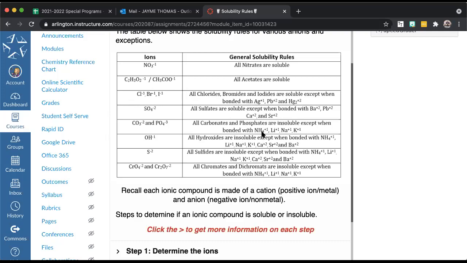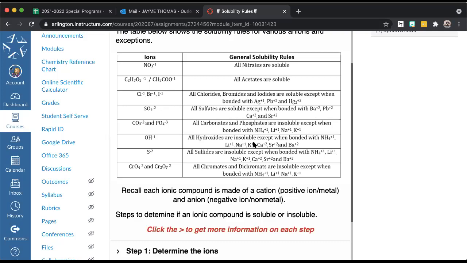The rest of the rules are written similarly. So sulfates, all sulfates are soluble. Normally sulfate will dissolve, except if it's bonded with one of these four: barium, lead, calcium, and strontium. If you have barium sulfate, lead sulfate, calcium sulfate, or strontium sulfate, those are insoluble because those are exceptions. Anything else with sulfate is soluble.